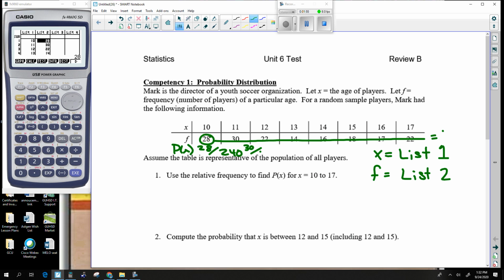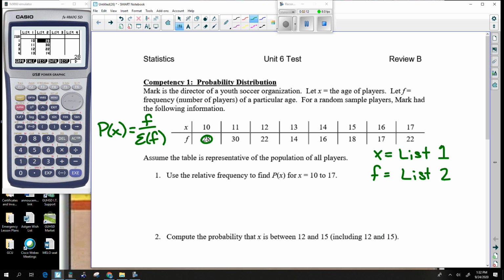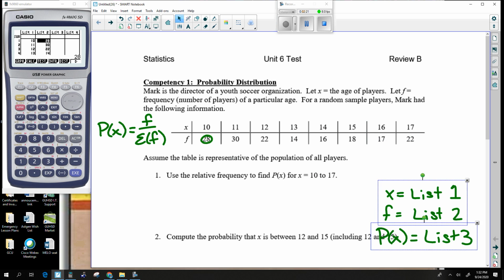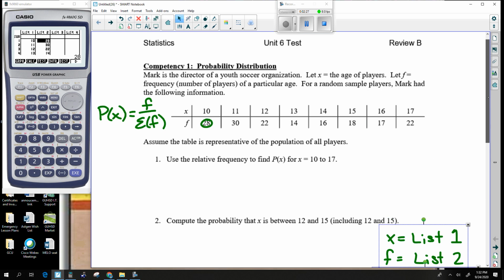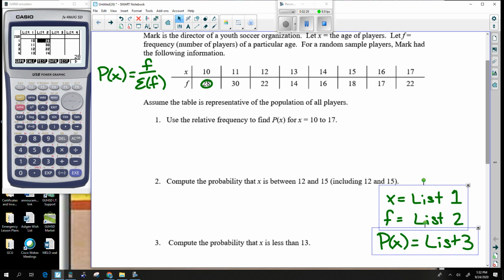So it's the individual frequency divided by the sum of frequencies. It's the individual f divided by the sum of f. So the probability of anything individual is the f divided by the sum of these. Okay, so again, we're going to be getting a probability coming off of this, and I'll store that as list 3 because I'll need it in future calculations. Individual probabilities: I have to do the f divided by the sum of f.